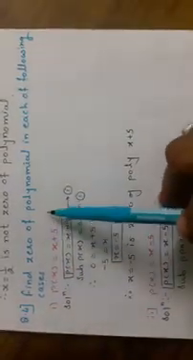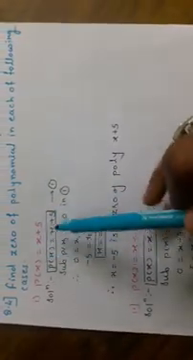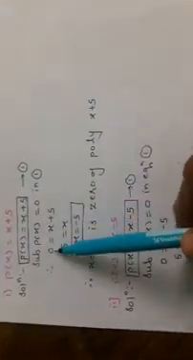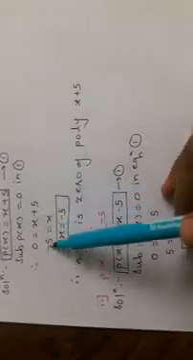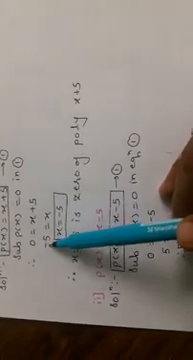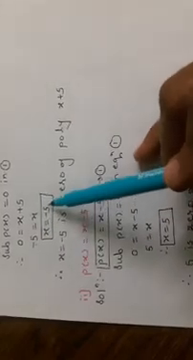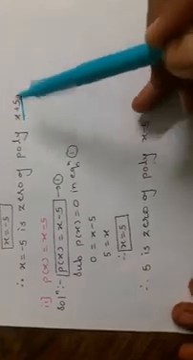Fourth problem, find the 0 of the polynomial in each of the following cases. Here we have to find the 0 of the polynomial. The 0 of the polynomial means the value of x. So to find the value of x, we have to substitute P of x equal to 0. So the left hand side is 0, and 0 is equal to x plus 5. We will shift plus 5 to the left hand side, so it will be minus 5. So we get x equal to minus 5. Therefore x equal to minus 5 is a 0 of the polynomial x plus 5.